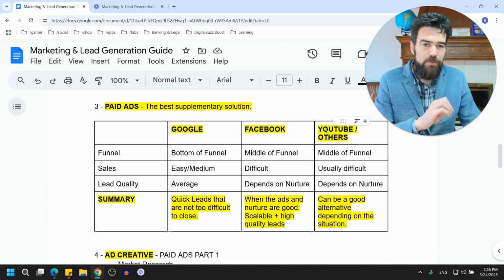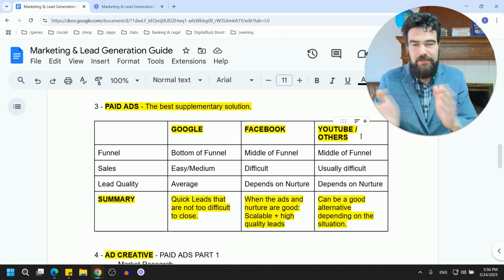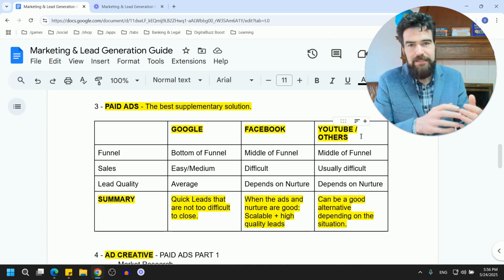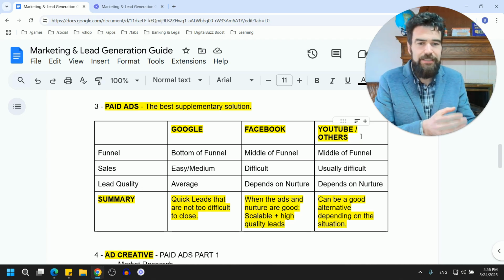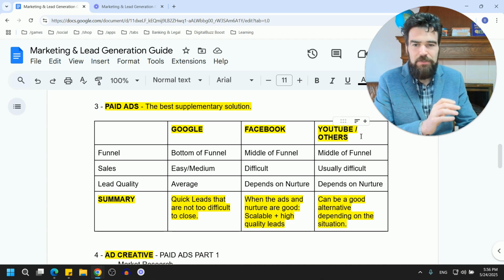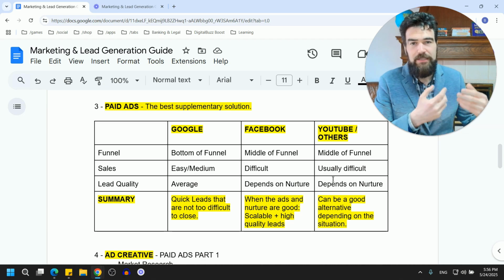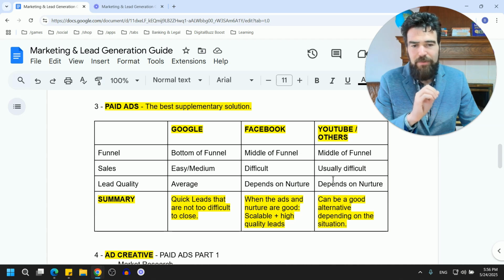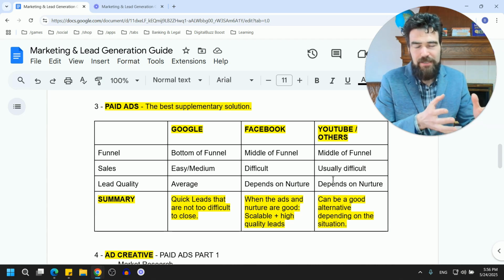Now, there are also other solutions out there. Usually it's Google and Facebook that are the two main ones. YouTube is also a big one. TikTok can be a big one. LinkedIn, too. There are other solutions out there, but they're a little bit more niched usually, and they're usually more comparable to Facebook than to Google. This means that usually there is an active advertisement and nurturing process in place. And this can be a very good alternative, but it really depends on the niche and the specific situation.